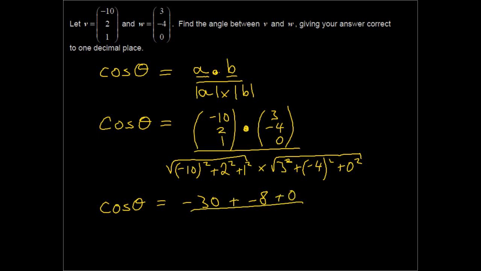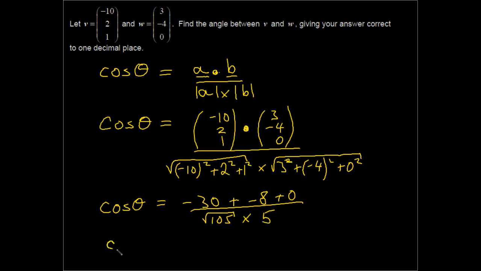divided by, and then here we've got negative 10, so that's going to be 100 plus 4 plus 1, so that's going to be the square root of 105, and then multiplied by, this one is going to be 9, this will be 16, that's 25, so that one is 0, so that will be the square root of 25, which is going to be 5.